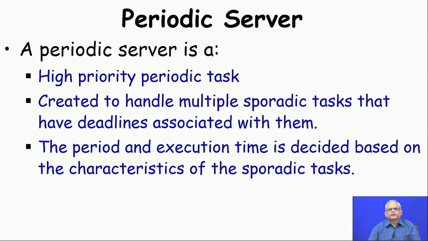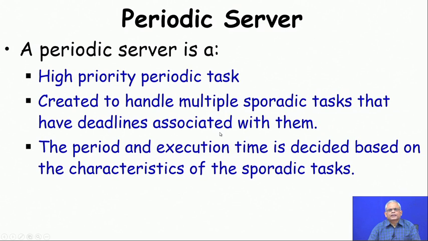Now, let us see how to handle high priority sporadic tasks more efficiently than just considering each high priority sporadic task as a periodic task with period equal to the acceptable deadline. First, let us look at the periodic server. A periodic server is a high priority task and it handles multiple sporadic tasks that have deadlines associated with them, and the period of this periodic server is decided based on the different sporadic tasks that it handles.